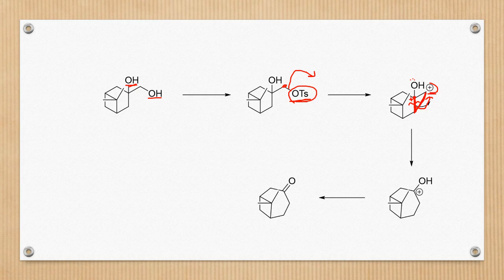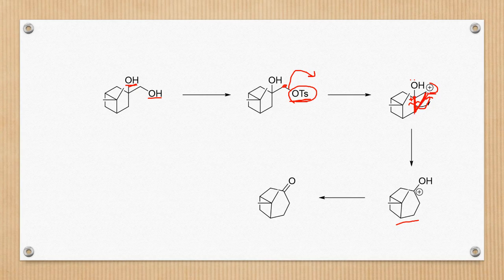Your lone pair of oxygen, now they will stabilize the carbocation which is forming at the adjacent carbon by donating the lone pair of electrons. What will happen? You will get this species after the disconnection and the remaking of the C-C bond. You will get an 8-member ring, 8-member or 7-member ring.